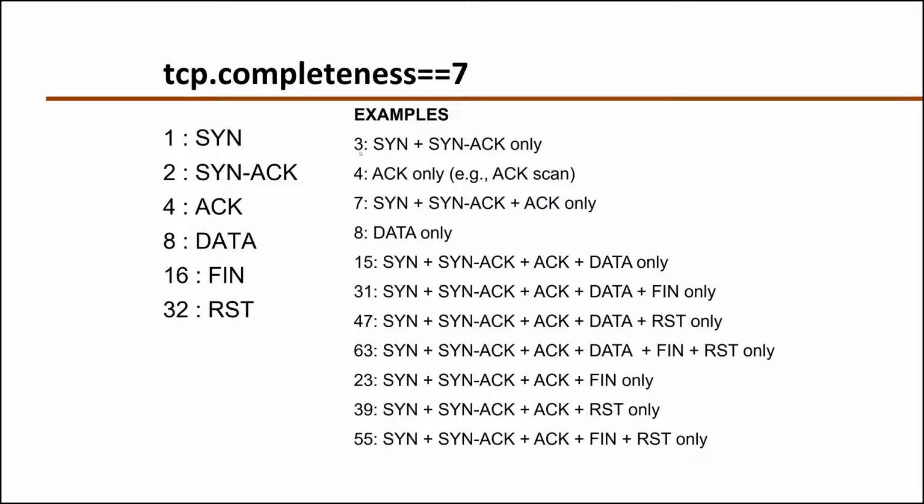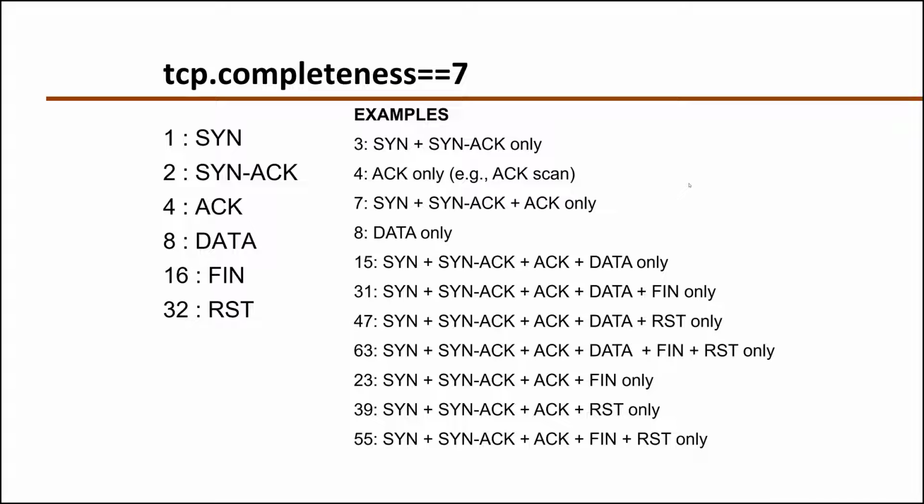So if we had a SYN, SYN-ACK, ACK only, that stream would be given TCP Completeness 3, a value of 3. If we only see ACKs, let's say we're just capturing all the traffic for a while and all we see are ACKs, maybe that's just an ACK scan, or maybe we didn't get the rest of the conversation before and after that point. It would assign a value of 7 to SYN, SYN-ACK, and ACK. If we only see a data packet, it's 8, and so on.